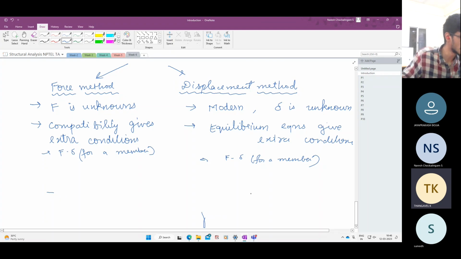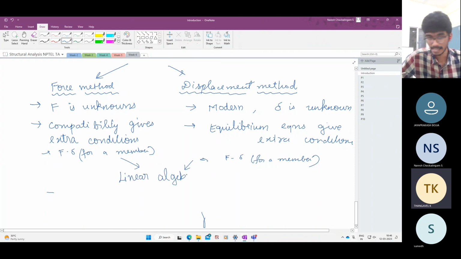Fine. Now how many extra equations? So then what else is common between both is both of them result in a linear algebraic system of equations. When you're doing linear elastic structural analysis, both of these methods result in a linear algebraic system of equations. So what is a system of equations that you must be aware of?